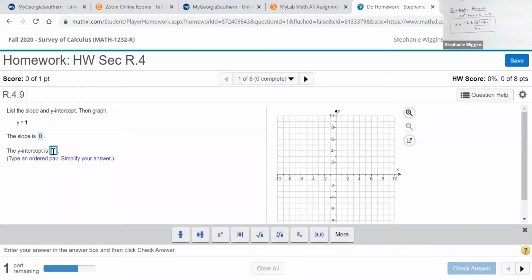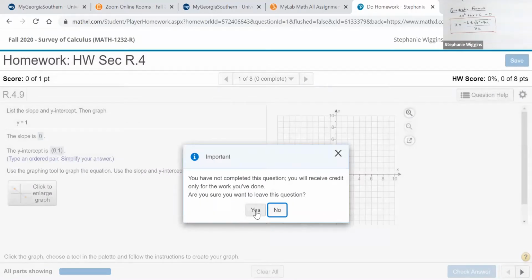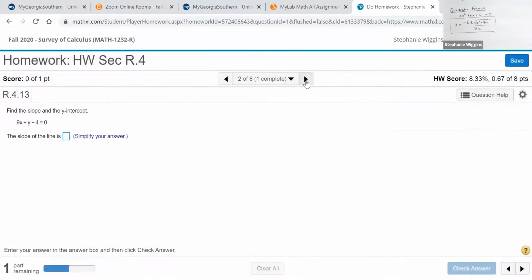But here, notice the instructions. Type an ordered pair. So the y-intercept value is 1, but I need to type it as (0, 1). The point where it crosses the y-axis is (0, 1). Okay, what else? More stuff with, I'm just going to move on. I'll let you graph it. Here's a line in general form. So I did an example where you solve for y, you bring over the 9x and the negative 4, and then you get y by itself. That will help you with that problem.